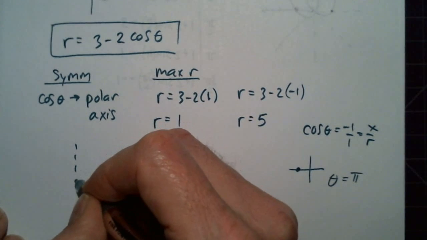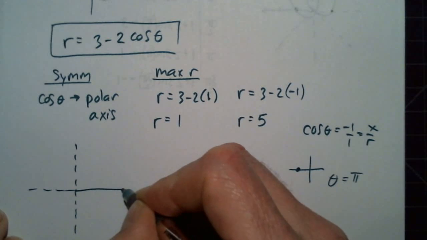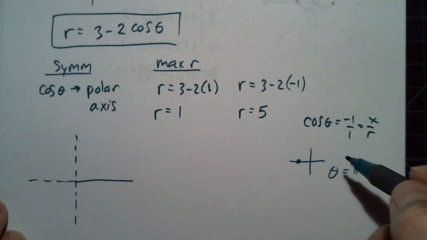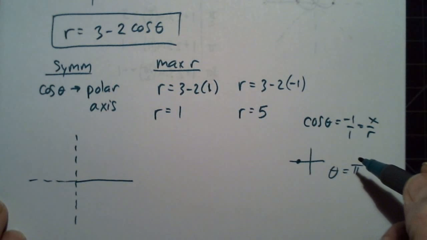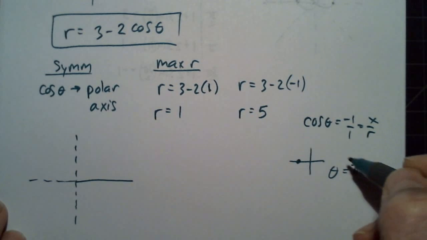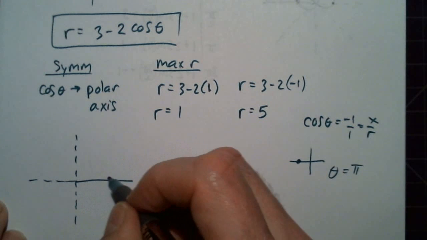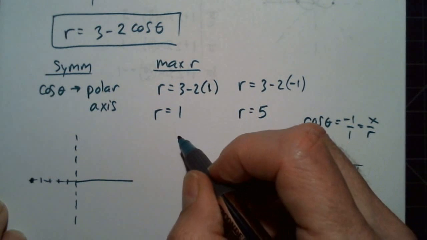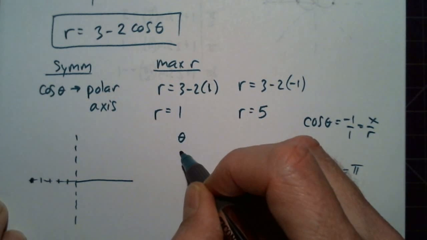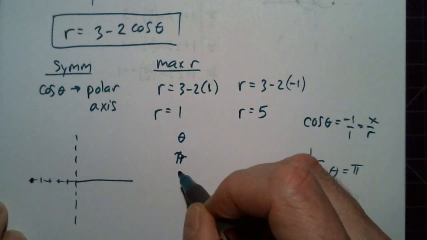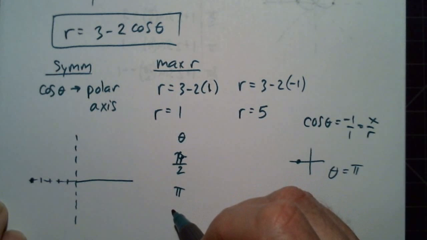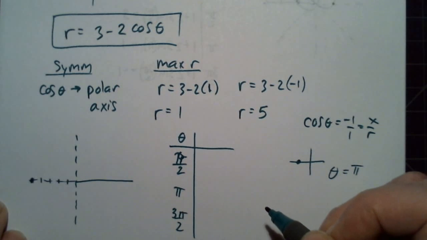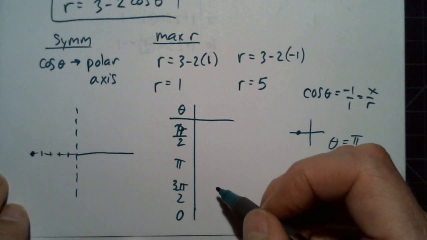So in the graph, we're going to rotate to pi. At pi, we have a radius of 5. So that means there's a point there. Let's look at some other points. I forgot 0. Alright, 0.